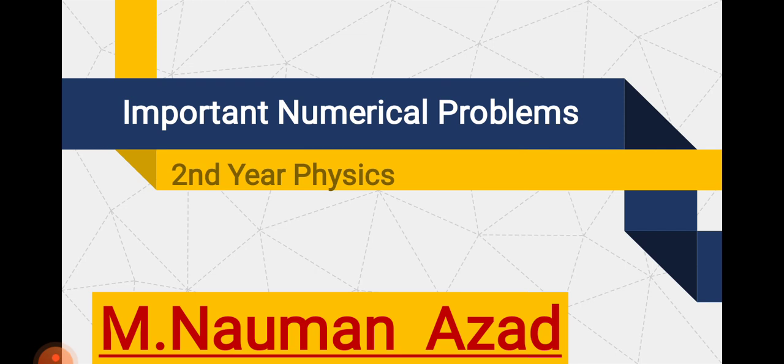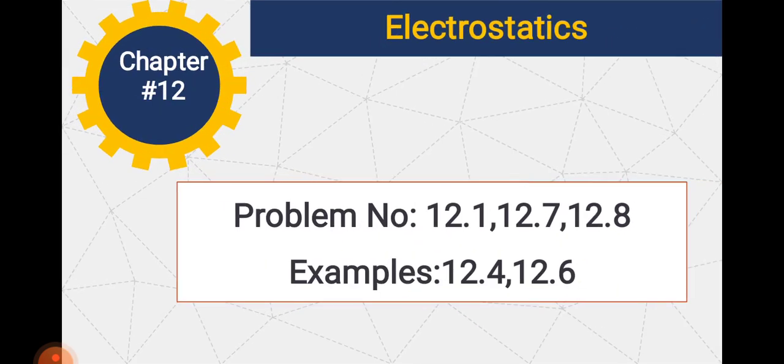Today the topic of discussion is some important numerical problems of second year physics which are often asked in the paper. And remember students, all these types of problems and examples are according to the smart syllabus, and these numerical problems and examples are valid for all types of boards, and this is according to the new scheme of 2021 and 22. So let's start our discussion from chapter number 12, which is about electrostatics.